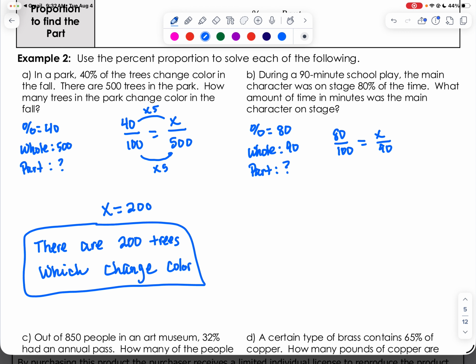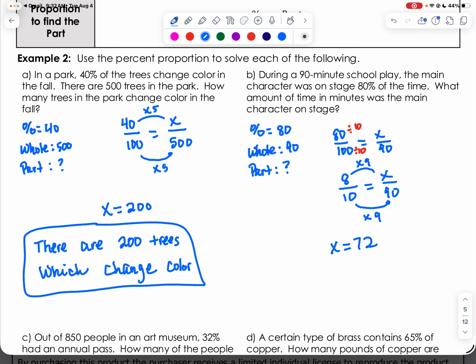Now, when we first look at this, we may think, this is not going to be very easy to find the scale factor. But if we reduce this fraction, dividing both by 10, 80 divided by 10 is 8, and 100 divided by 10 is 10. Now we get a fraction that's much easier to scale, because 10 times 9 is 90. So we must multiply the 8 times 9. So X will equal 72 minutes.